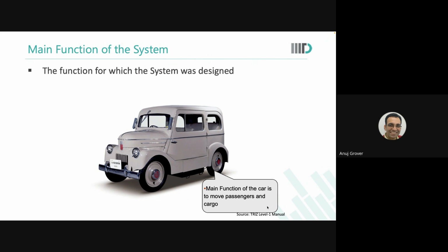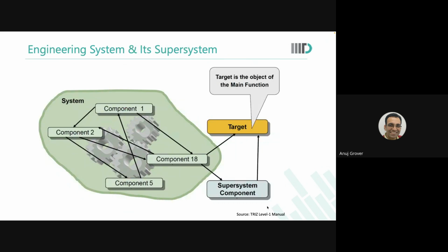And for any generic system, the object of the main function is called the target. So for that car, the target would be person or cargo. And whatever is the target is always a part of the super system. It is not a part of the system, because the engineering system doesn't exist to sustain itself. It is to solve some problem, do something. That is the target. And target, therefore, is always a part of the super system.